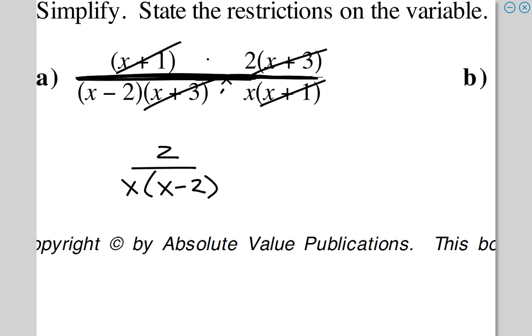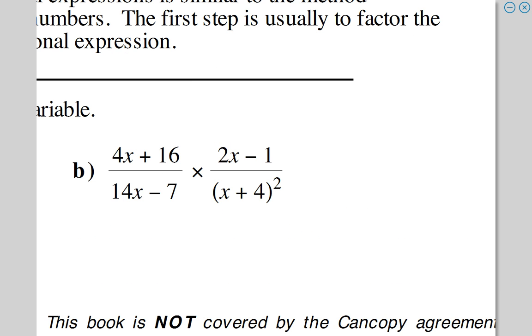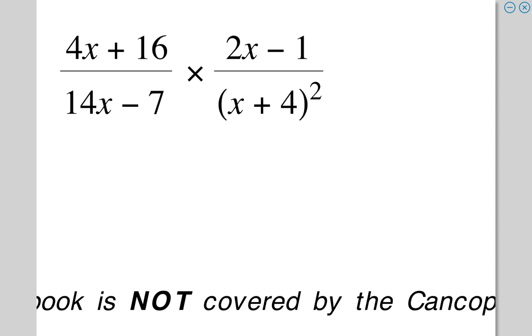Now remember, even if it cancels, you still have to add the non-permissible. Comma, x not allowed to be 0, -1, 2, and -3. This one is 2, this one's -3, this one's 0, this one's -1. Good. Next. Is this factored yet?